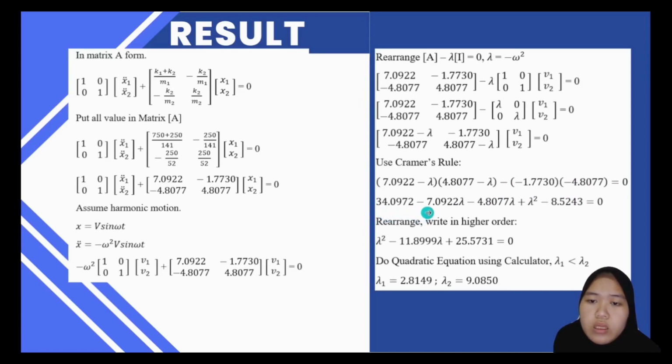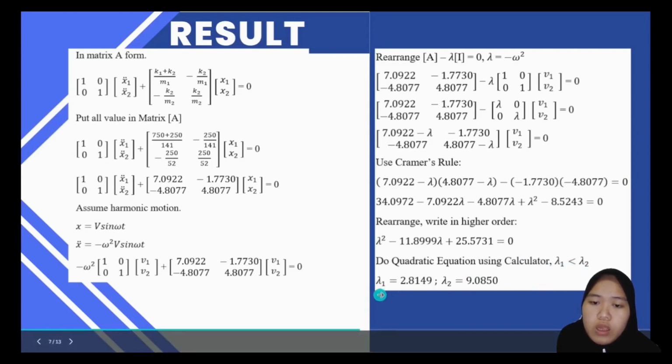Then we will get 34.0972 minus 7.0922 lambda minus 4.8077 lambda plus lambda squared minus 8.5243 equals 0. Then we rearrange it and write it in higher order: lambda squared minus 11.8999 lambda plus 25.5731 equals 0. We will solve the quadratic equation using a calculator, where lambda 1 must be smaller than lambda 2. So we have lambda 1 equals 2.8149.